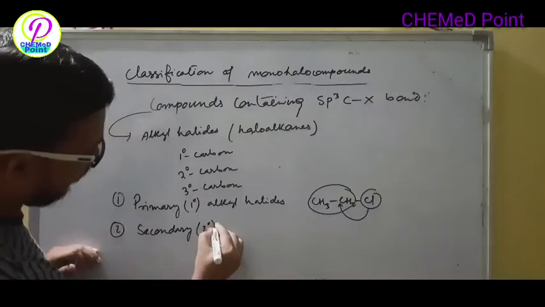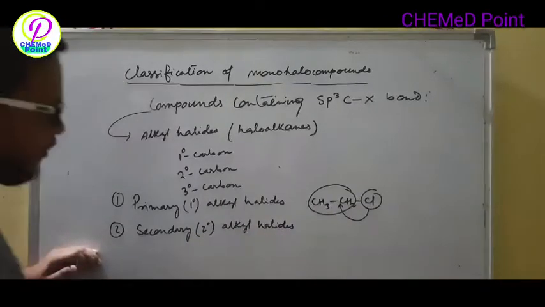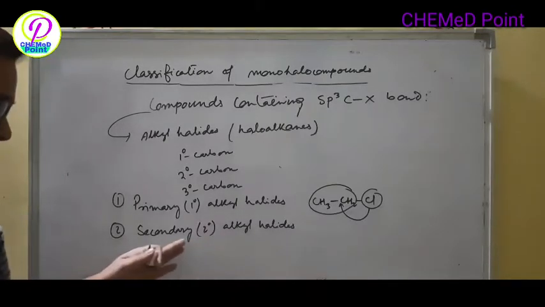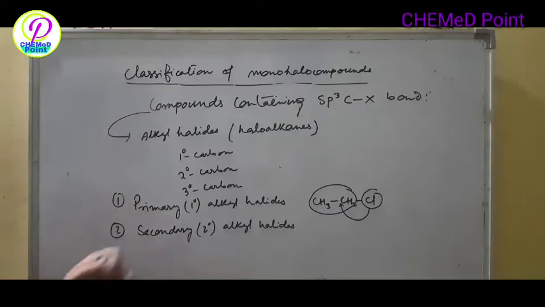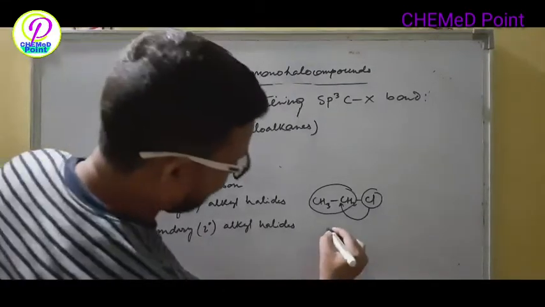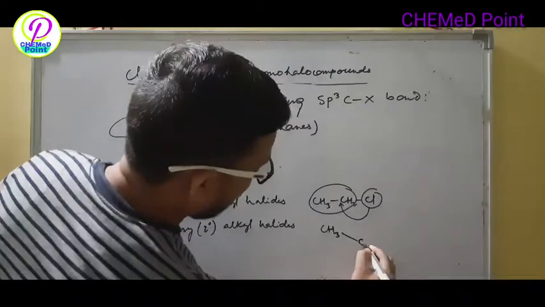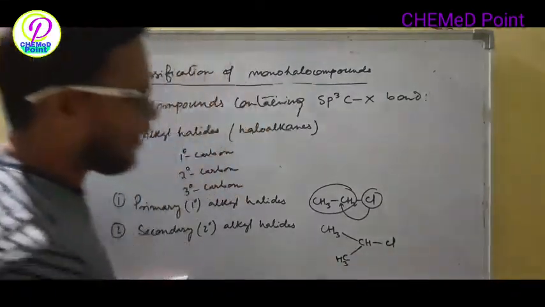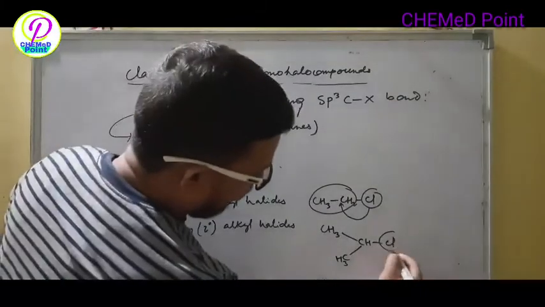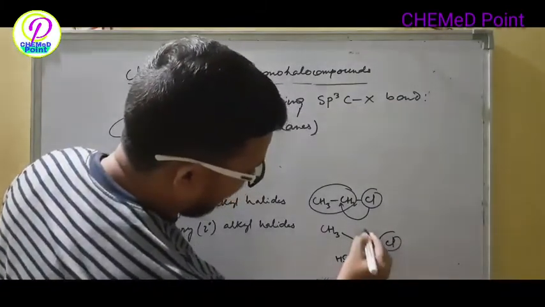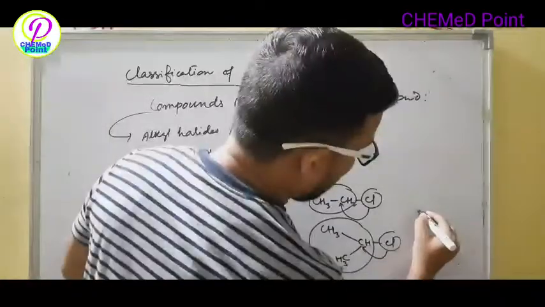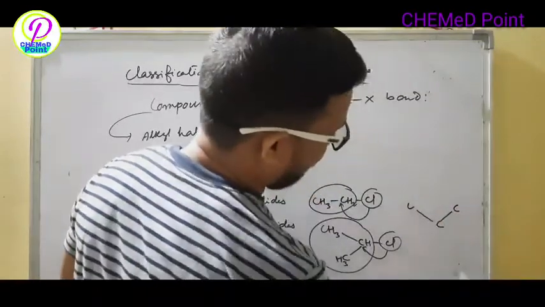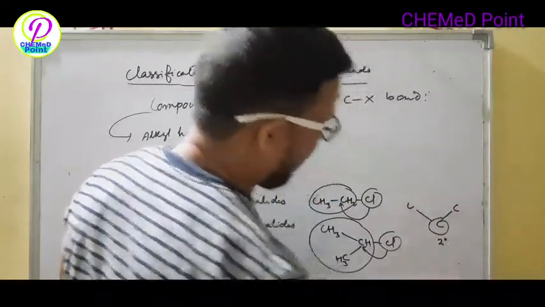The second one, secondary or 2-degree alkyl halides. In secondary or 2-degree alkyl halides, the halogen atom is attached to the secondary carbon of the alkyl group. Let us take an example. CH3CHClCH3. Here you see the halogen atom is attached to the secondary carbon of the alkyl group, the secondary carbon which is attached to two adjacent carbon atoms. This carbon is secondary carbon.